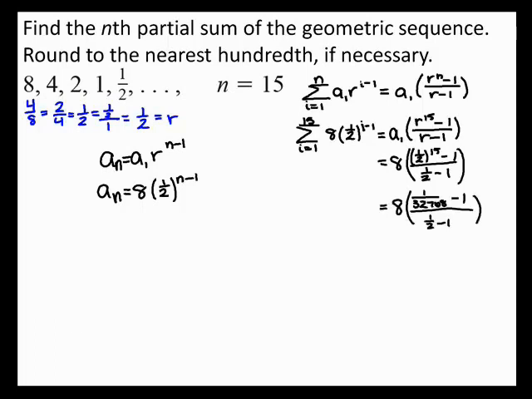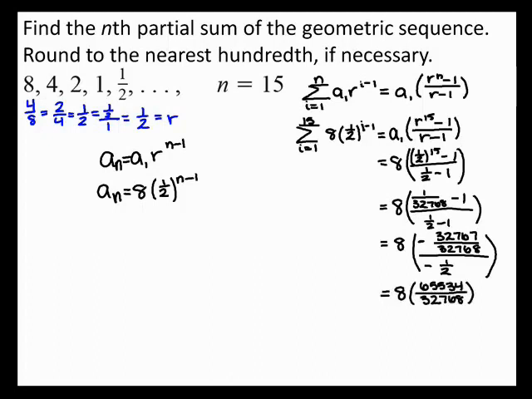Simplify 1 divided by 32,768 minus 1 and 1/2 minus 1. Simplify negative 32,767 divided by 32,768 divided by negative 1/2. Simplify 8 times 65,534 divided by 32,768.